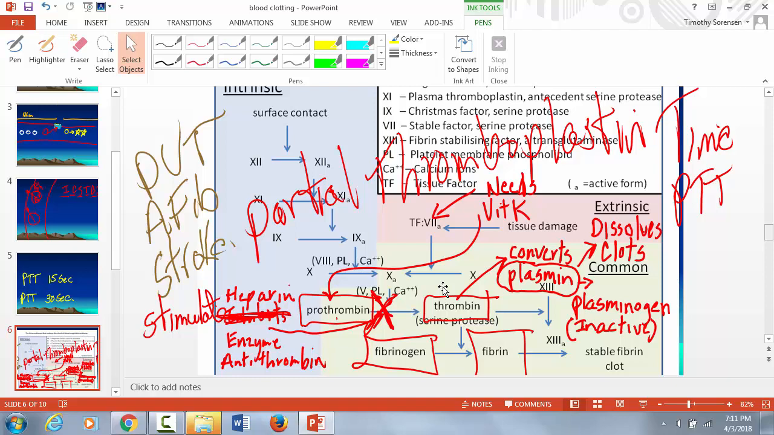So watch, Coumadin only affects the vitamin K that's stored in your liver. It doesn't affect the vitamin K that you eat in your diet. So if you eat a lot of vitamin K, green leafy vegetables, and who doesn't like green leafy vegetables, right?